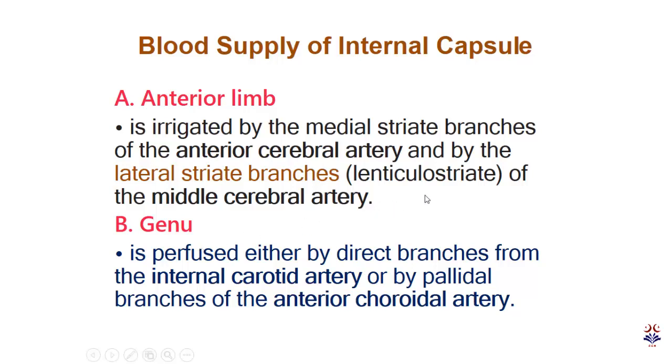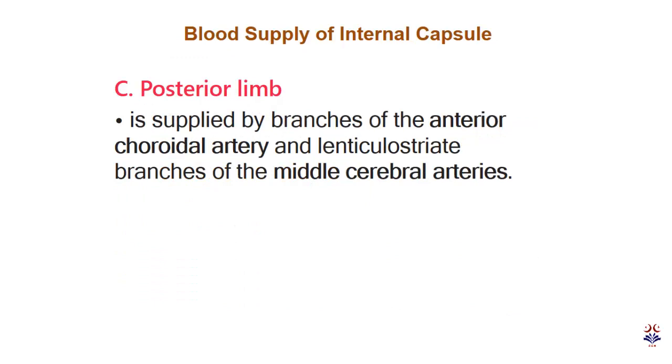The genu has blood supply from the internal carotid artery. It has direct branches from this artery, or it has pallidal branches of the anterior choroidal artery. Pallidal branches go to the globus pallidus, and from there, blood vessels supply the genu. The posterior limb is supplied by branches of the anterior choroidal artery and lenticulostriate branches of the middle cerebral artery. So two main sources here, the anterior choroidal artery and the middle cerebral artery.